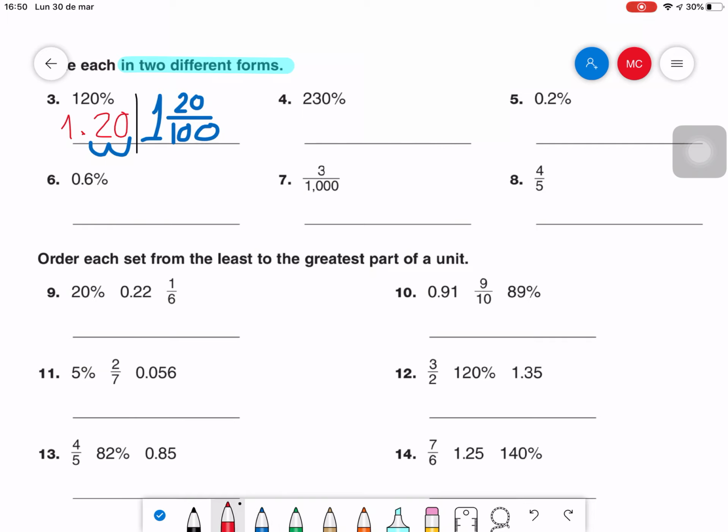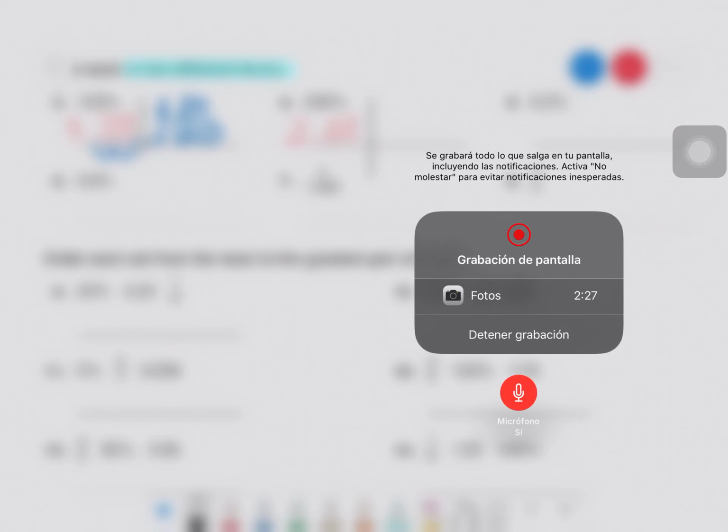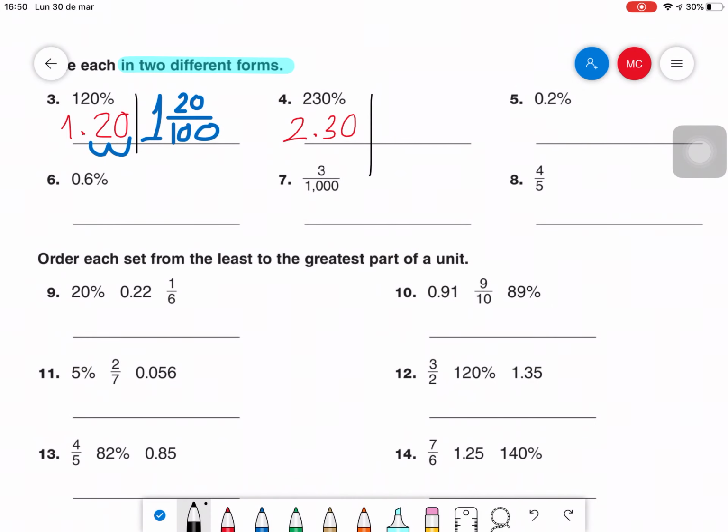Let's start with 230. We'll do the same. It will be 2.30. That will be the decimal. And then, sorry, I was just making sure that I was recording perfectly. So if I want to change that into a fraction, it will be 2 whole because it's 2 point something, and then 30, and then as it is 2 decimals, over 100, and that will be it.